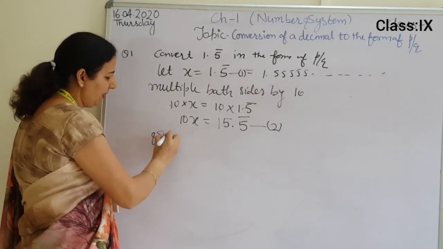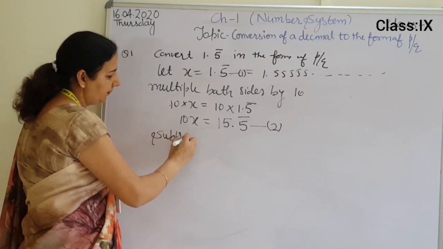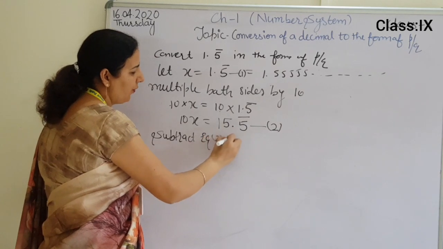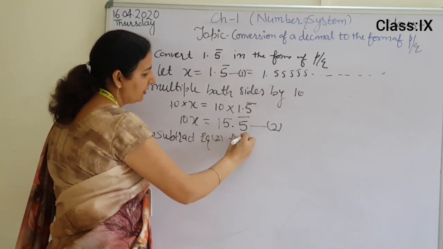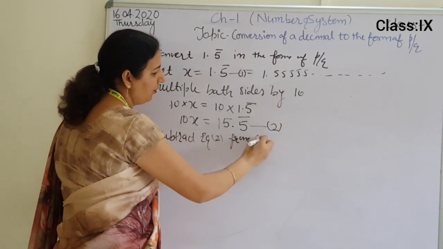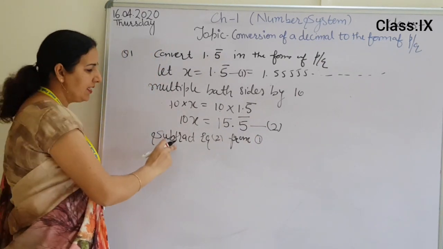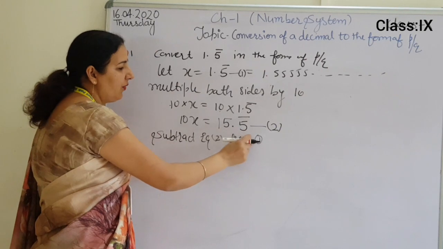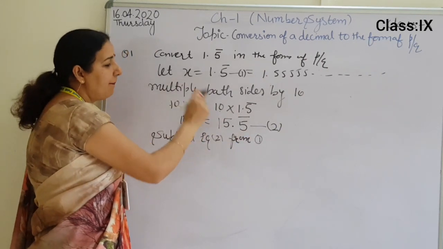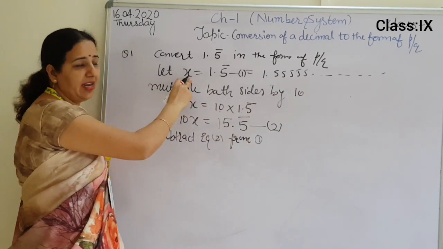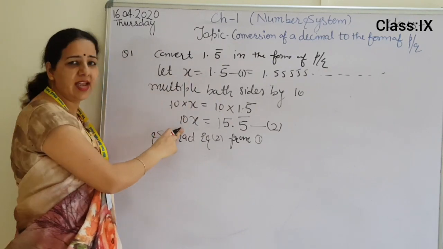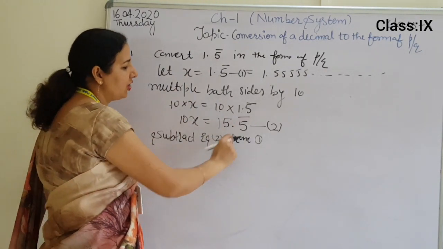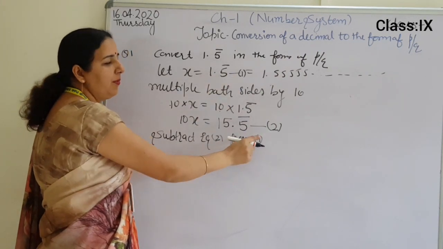Next step will be to subtract equation 2 from 1. As I have written "2 from 1," it means first 1 will come. But equation number 1 is smaller than the second equation, so we should subtract equation number 1 from 2.